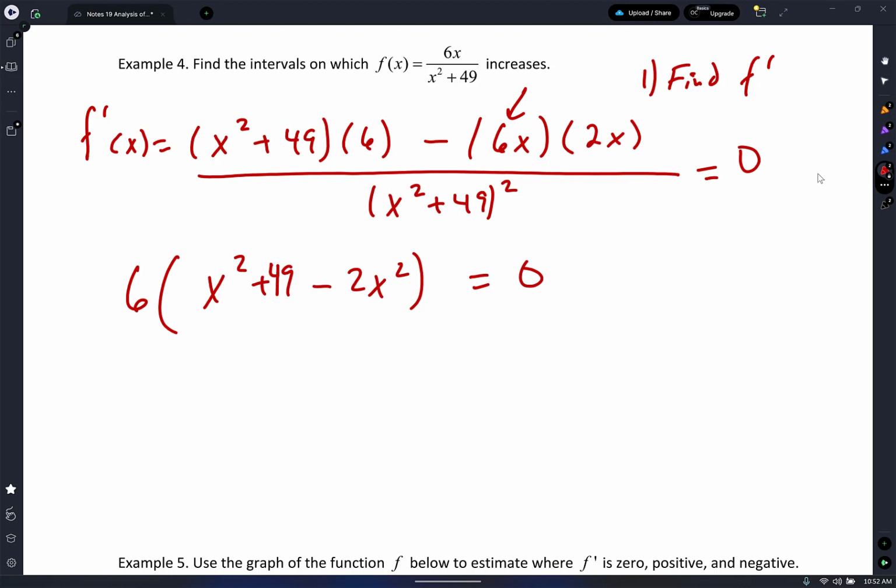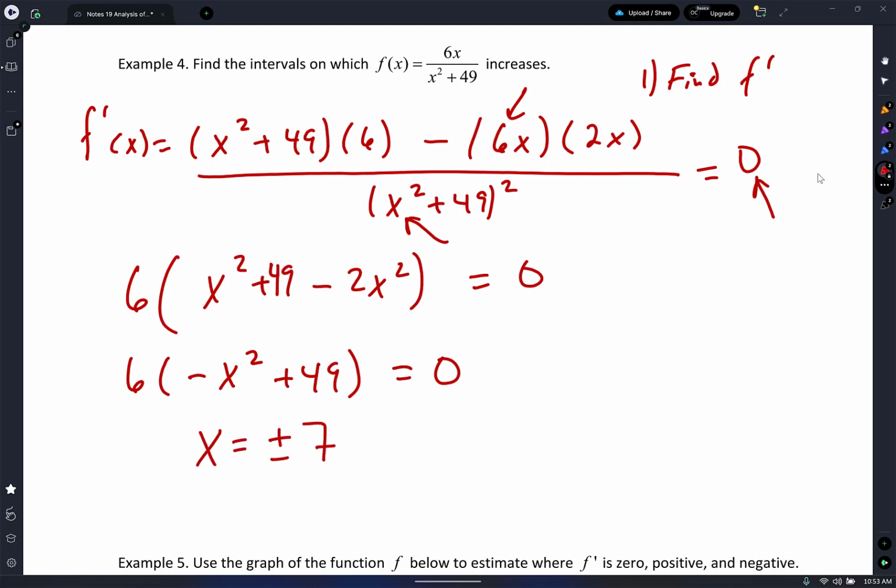And so 6 parentheses negative x squared plus 49. I don't care about the denominator. Why do I not care about it? It will never be undefined, because I'm squaring the x value and I put plus 49. I'll never have a 0 in the denominator. So the only way this will ever be 0 is if the numerator is 0. That's what I said before I started just writing the numerator. So I get 2 values.